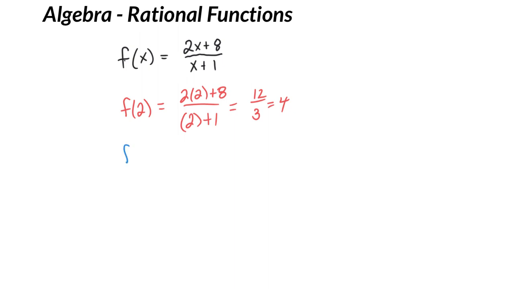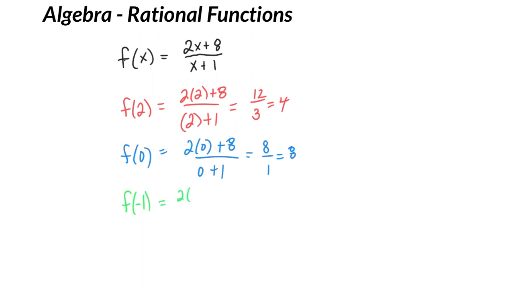If I were to say, well, what's f of 0? 2 times 0 plus 8 over 0 plus 1 is 8 divided by 1, or 8. So please note what we just found: when x is 0, y is 8. We just found the y-intercept of this function.